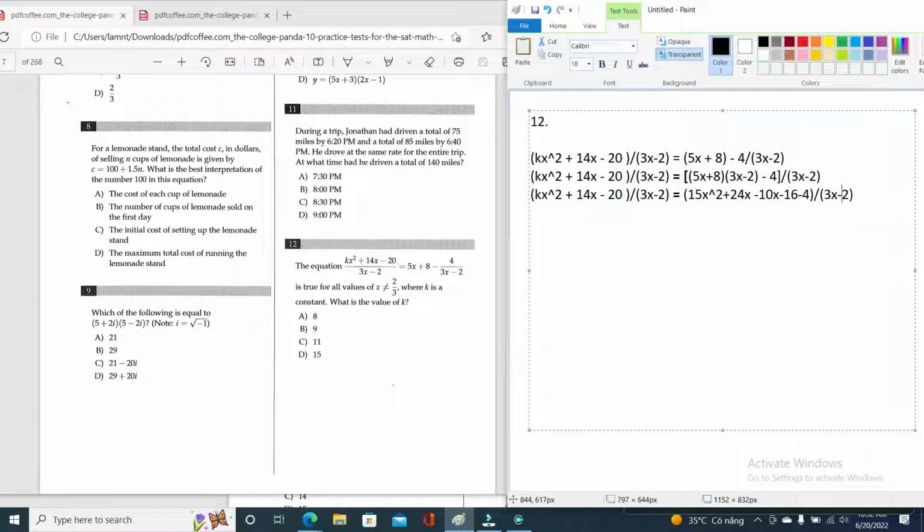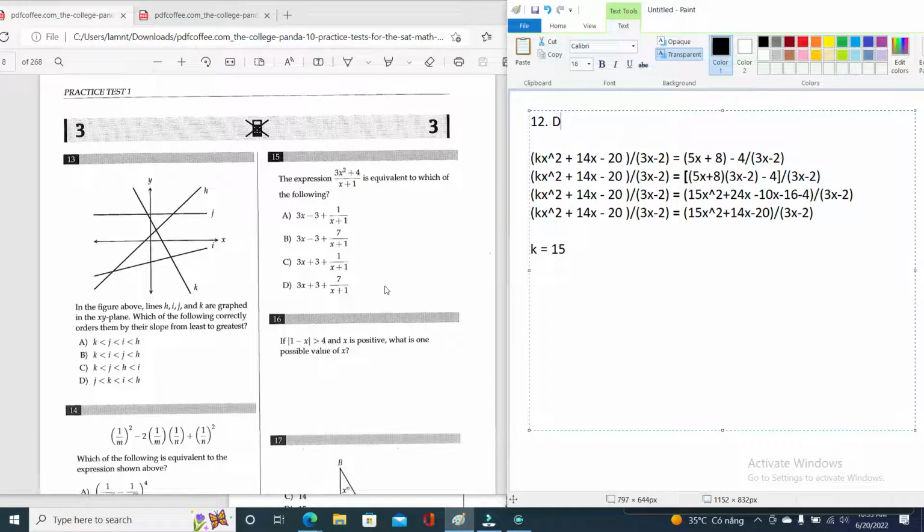So that's actually 15x squared plus 14x, because 24 minus 10 is 14, and minus 20. Okay. So now the two sides are the same, so we can easily see that k is equal to 15 as the corresponding coefficient. So the answer is D. Alright. 13.